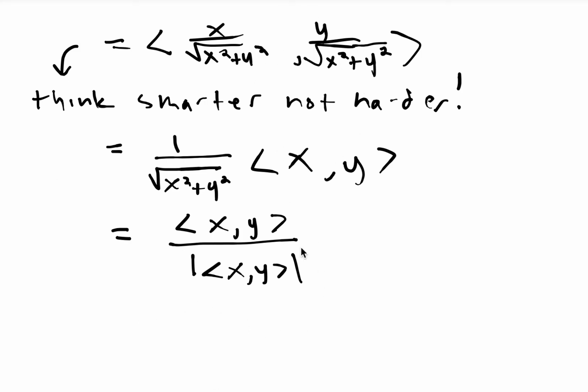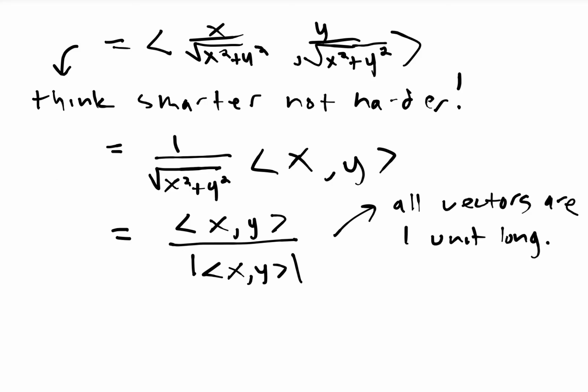And the reason that I say that is this. If we've got this vector divided by its magnitude, this means that pretty much every single one of my vectors are unit vectors. So all my vectors are going to be 1 unit long. That is one observation that I can make to help me with my sketch.